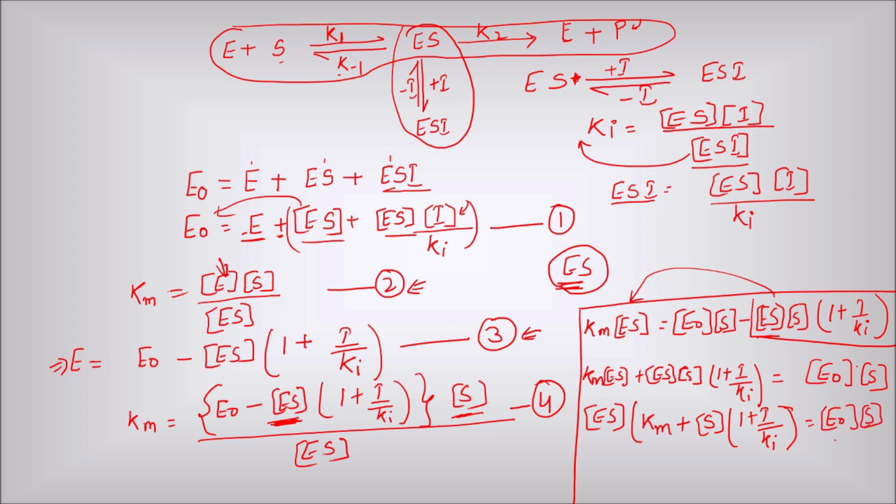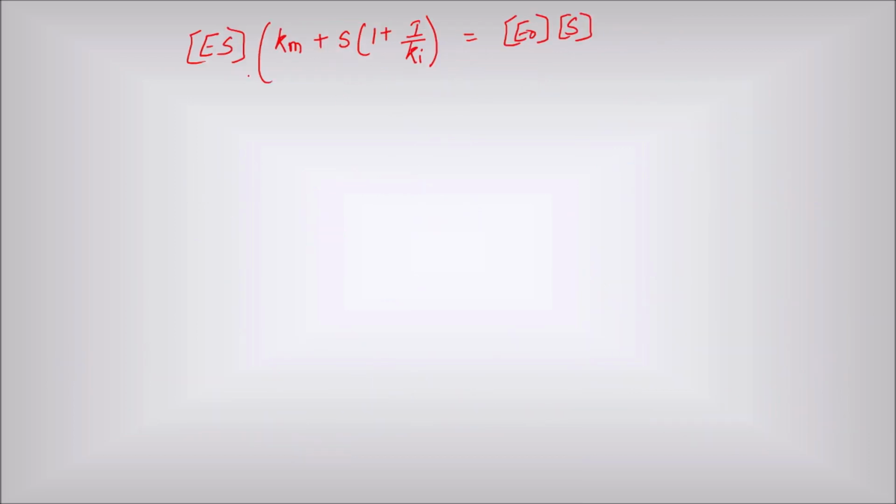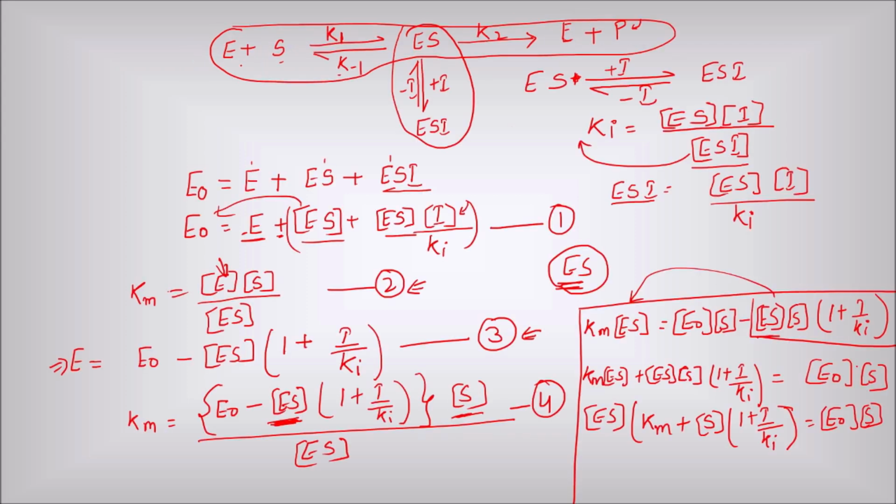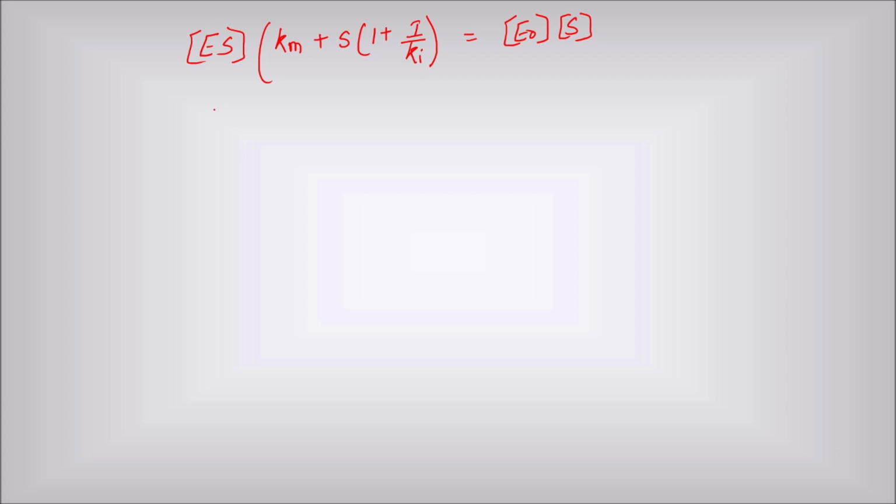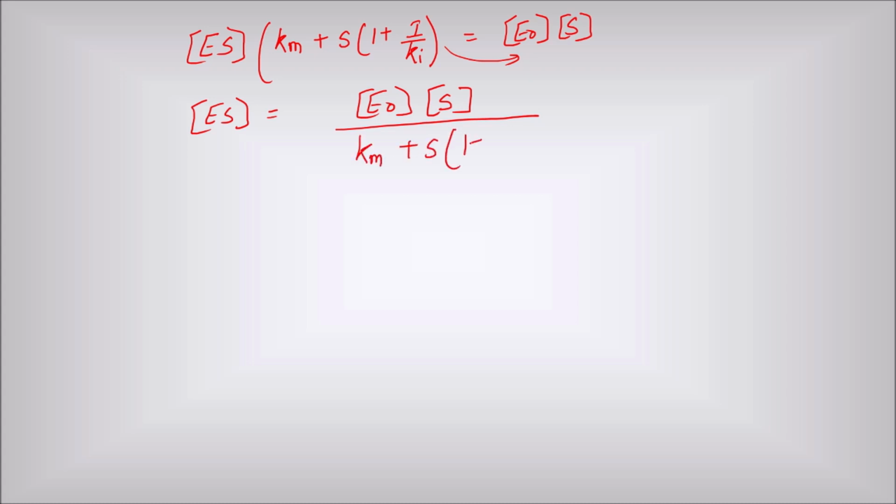I am taking another page. I will just copy this whole term to the next page. So I have copied the value which I got on the last page, and ended here, and on the next page I am now simplifying it for the term of ES. So what I will be having is E naught, the total enzyme concentration, into substrate concentration, and when this term goes to the right-hand side, it will go down here, and substrate 1 plus inhibitor concentration by Ki.